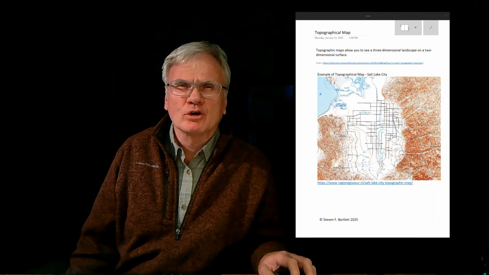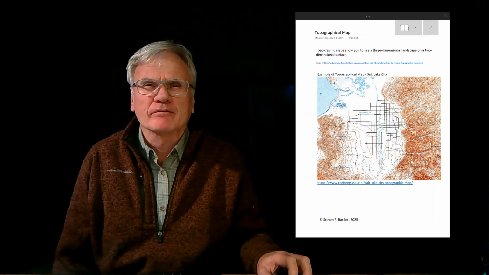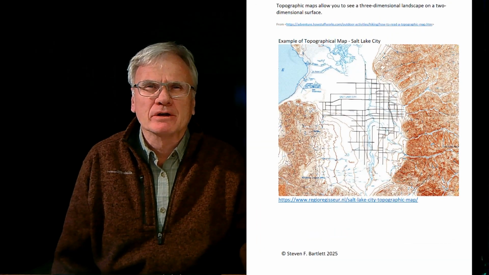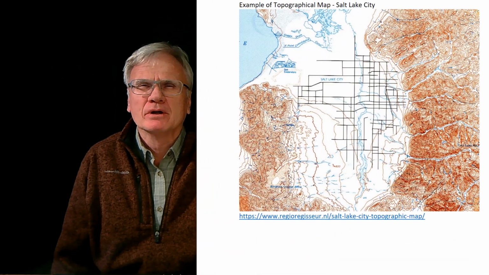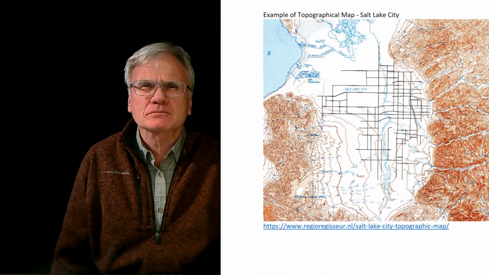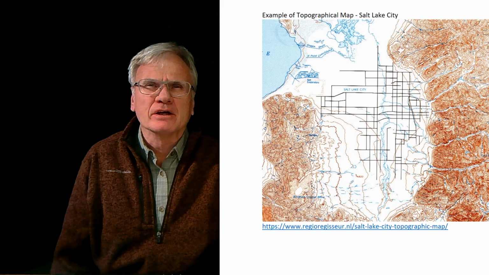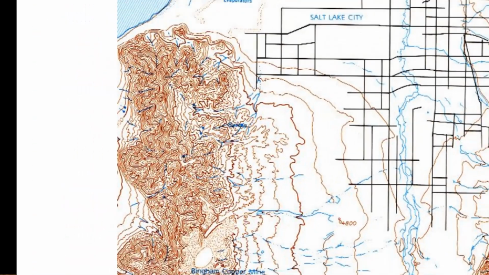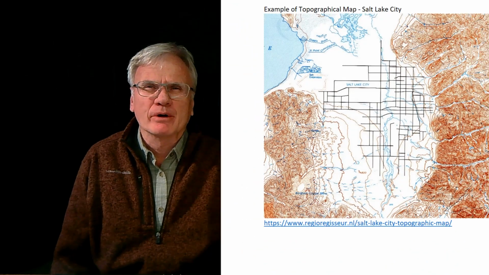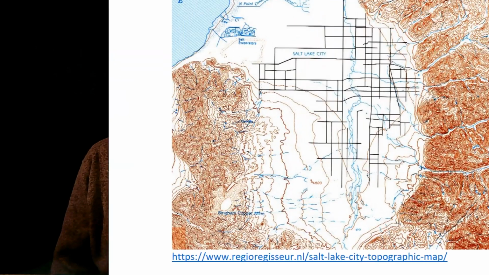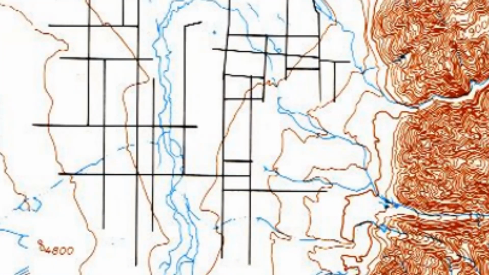So here is a topographical map of the Salt Lake Valley. I'm going to zoom in here just to give you a little bit of idea of what's on the map. We see the rivers that are indicated here by blue lines that go through the valley. The heavy black lines are roadway systems, at least the primary roads. These brown lines then form the contour intervals.